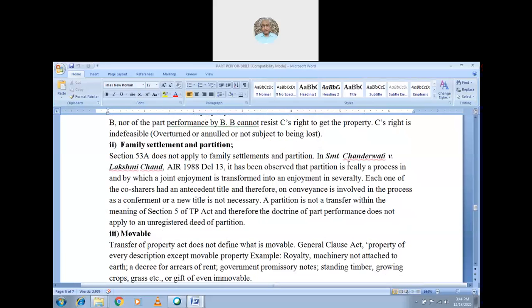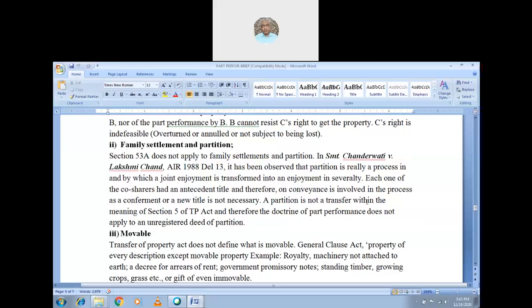So next is family settlement and partition. Family settlement or partition does not attract Section 53A, because family settlement, mutation or partition is not said to be a transfer. It is only the division of the property among the co-parceners. So Section 53A does not apply to family settlement and partition. That is in Srimati Chandravati versus Lakshmi Chand, AIR 1988 Delhi 130. It has been observed that partition is really a process in and by which a joint enjoyment is transformed into an enjoyment in severalty. So earlier there is a joint enjoyment.